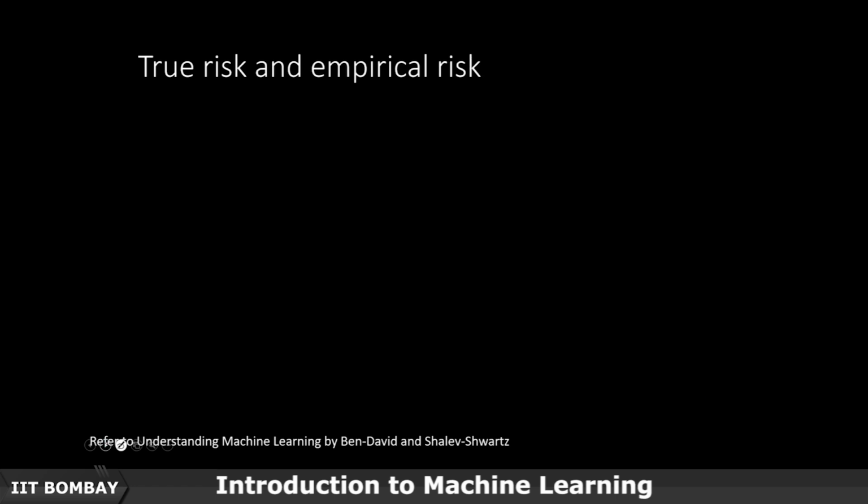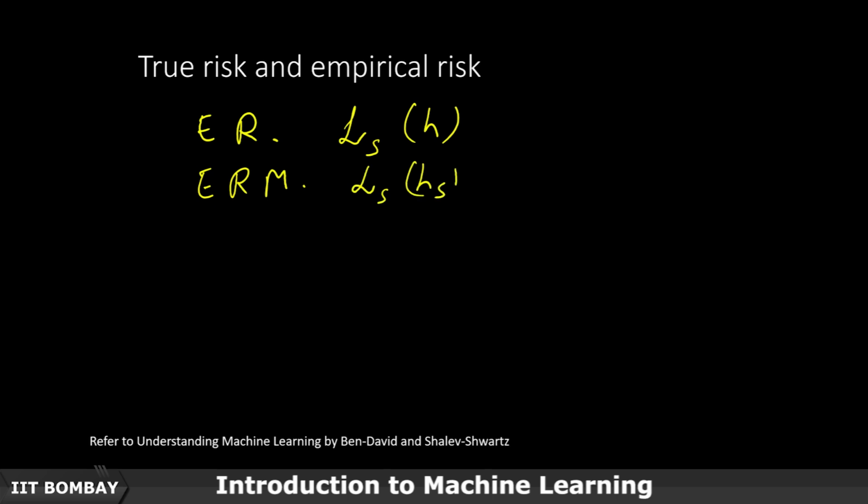Coming back to the true risk and empirical risk, our empirical risk is L_S(h) for any hypothesis, whereas empirical risk minimization is achieved by L_S(h_S), where h_S is the one that minimizes the risk over the training set S, whereas our true risk is L_D,f(h). That is our true risk.